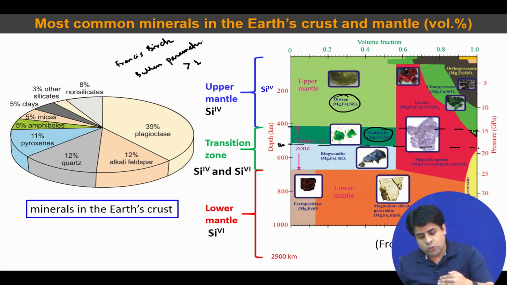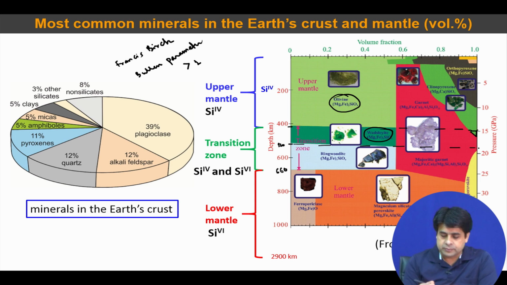So, when you go to the lower part of the transition zone, which goes from 520 kilometer to 660 kilometer depth, what will happen is that the Wadsleyite, which is a polymorph of olivine, will change to another structure and form a new mineral called ringwoodite.